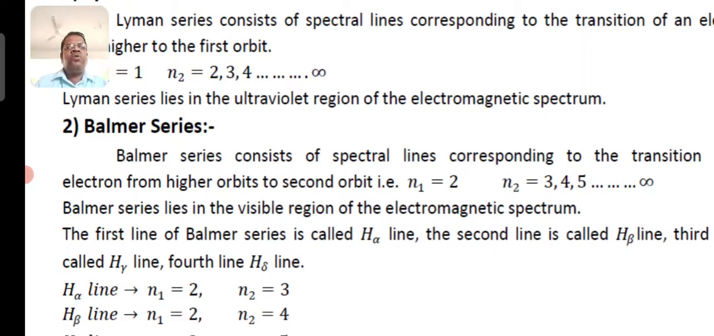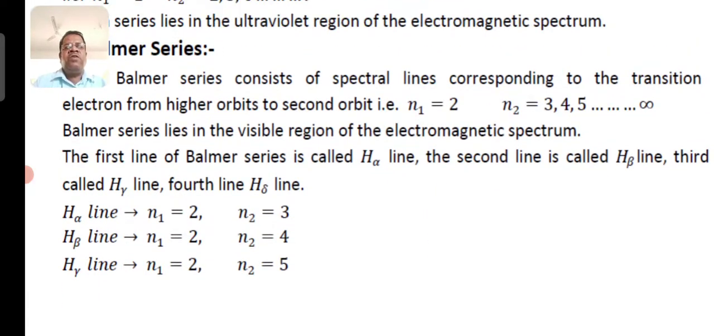Already told you the value of n1 depends on name of the series. Therefore, for Balmer series n1 equals to 2, for first member n2 equals to 3, which is known as H alpha line. For second member n2 equals to 4, which is known as H beta line. For third member n2 equals to 5, which is known as H gamma line.